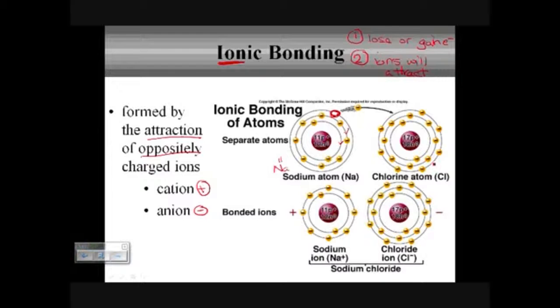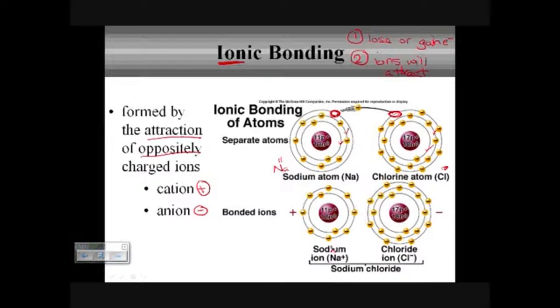Chlorine is atomic number 17. Oops, that's a 7, guys. 17 means that we've got 2 in the first, we've got 8 in our second, which gives us 10, and then we only have 7 in our third, which means we're missing 1. So sodium is ready to give away that extra. Chlorine is looking to take an extra instead of trying to get rid of 7. So sodium will transfer 1 of its electrons to the chlorine atom.